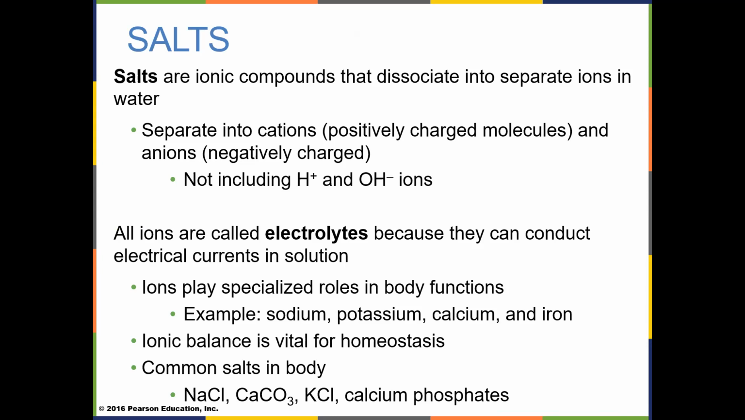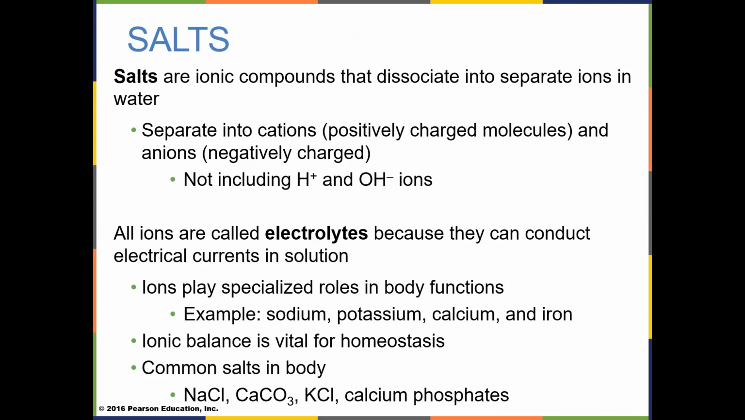When they go into water, they will dissociate into anions and cations. Cations have the positive charge. Anions have the negative charge. We call them electrolytes. These electrolytes carry an electrical current, and we use sodium and potassium. We use calcium. We use magnesium as various ions in our bodies.